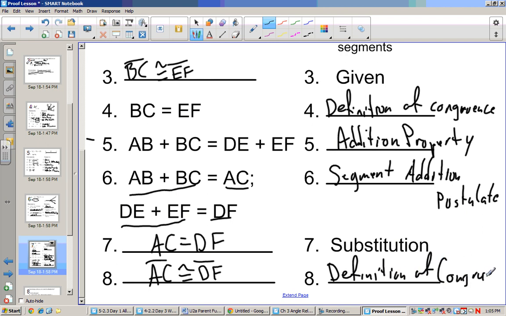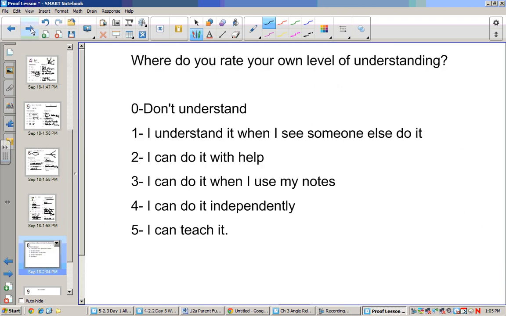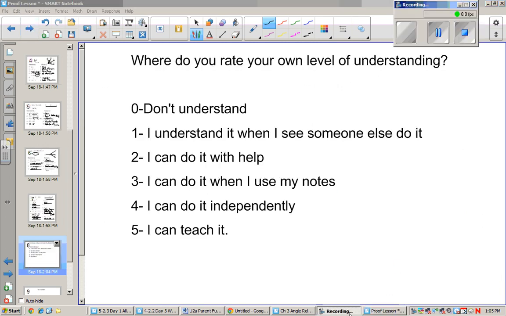Hopefully these are starting to make more sense. The more we do them, the more you will feel comfortable. Now rate yourself on your understanding, and hopefully try to increase that. Thanks.